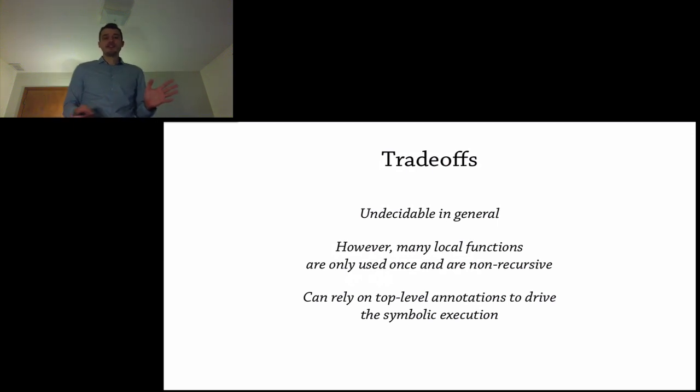First is this technique is undecidable. It very quickly becomes undecidable with more advanced programs. But the reason this is compelling for something like Typed Clojure is that many local functions are designed to be small, used once, and they're non-recursive. So they're actually quite easy to symbolically execute. And it turns out a lot of programs only need a small amount of symbolic execution for this technique to really help. And then we can rely on top-level annotations, which are already given, to drive the symbolic execution, and then treat the body of a function as sort of more morally type correct based on symbolic execution.